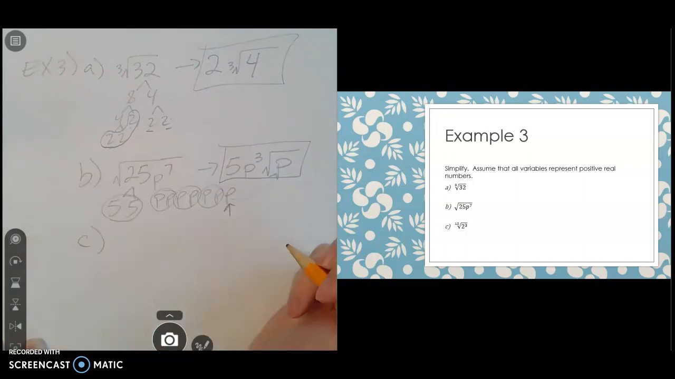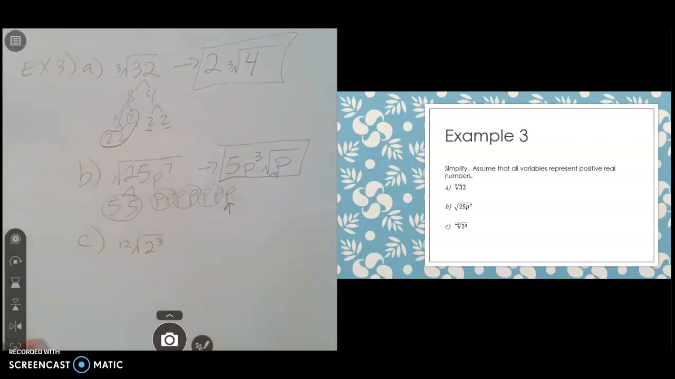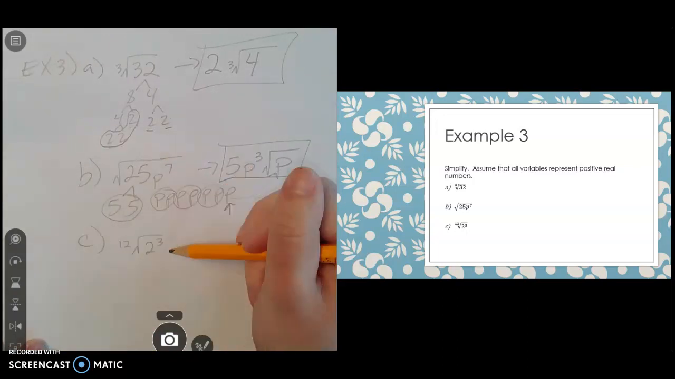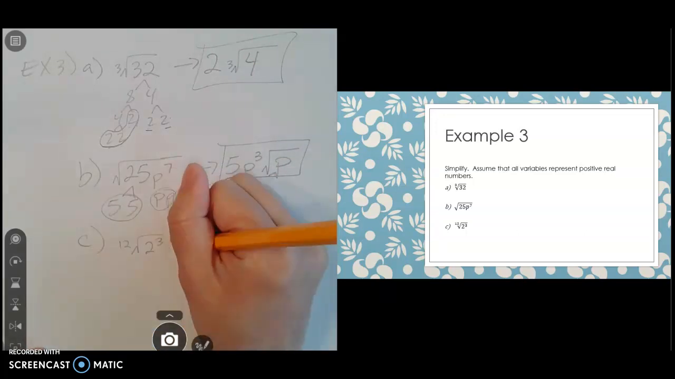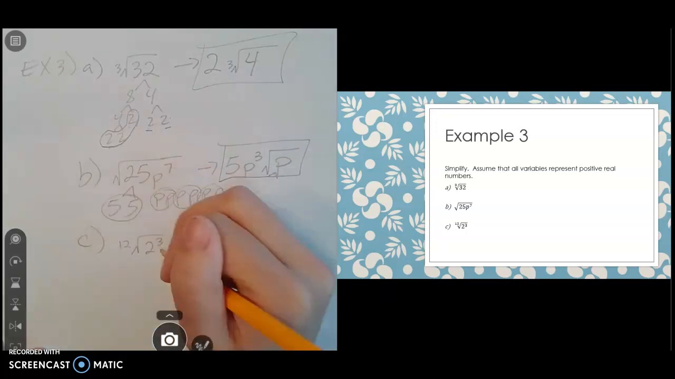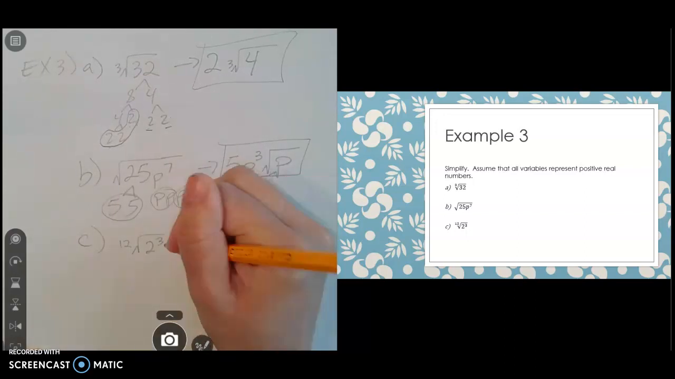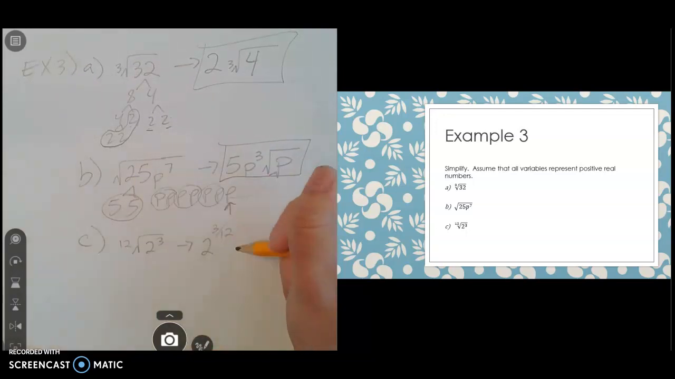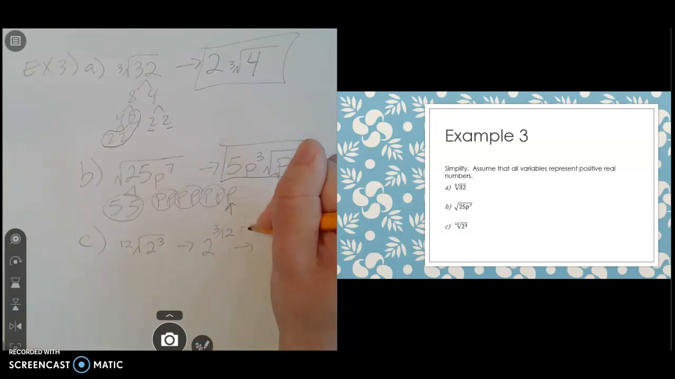The last one I have is the 12th root of 2 to the 3rd. And so 2 to the 3rd, that's 3 2's multiplied together. So I'm not going to have a group of 12. But I do notice that 3 and 12 have something in common. They're both divisible by 3. So we can simplify this in that way by writing it as a rational exponent. So 3 would be the numerator and 12 would be the denominator. And then that 3/12 simplifies because they're both divisible by 3. That would simplify to 1/4.